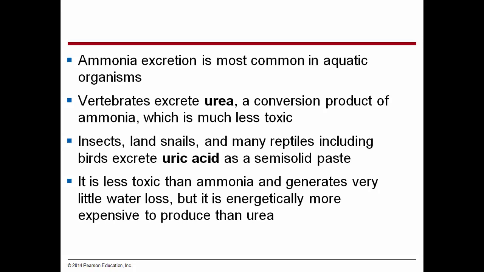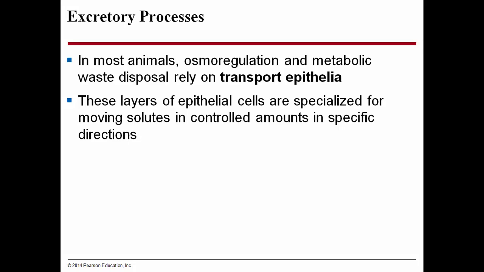Ammonia excretion is common in aquatic organisms. Vertebrates excrete urea, a conversion product of ammonia, which is much less toxic. Insects, land snails, and many reptiles, including birds, excrete uric acid as a semi-solid paste. It is less toxic than ammonia and generates very little water loss, but it is energetically more expensive to produce than urea. So you just have urea, you can release it right away, but you don't. In order to make urea less toxic, it takes some metabolic activity.